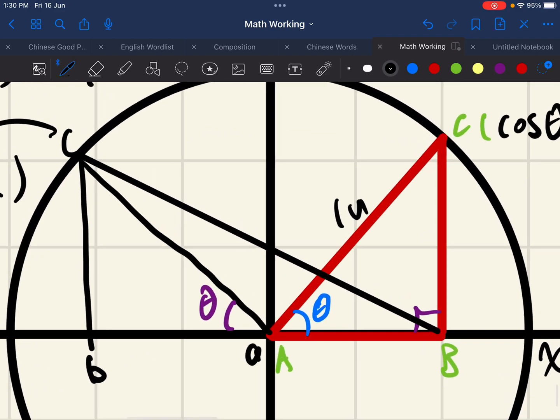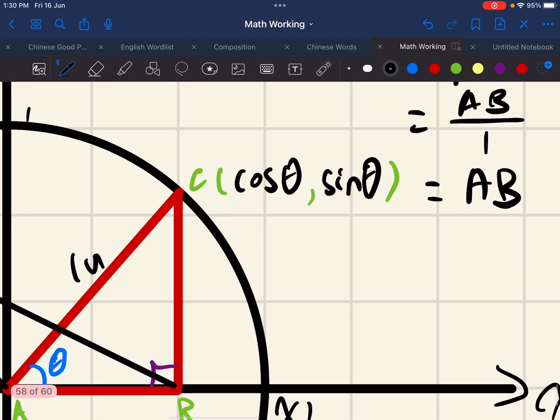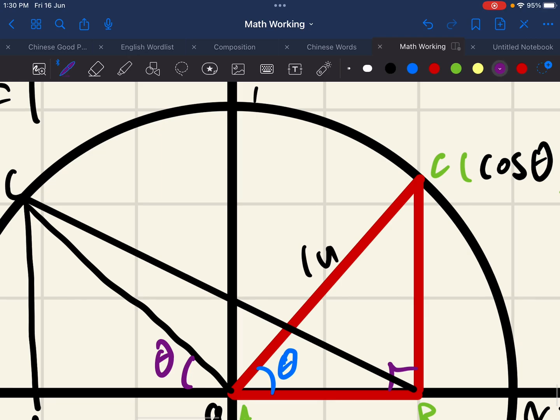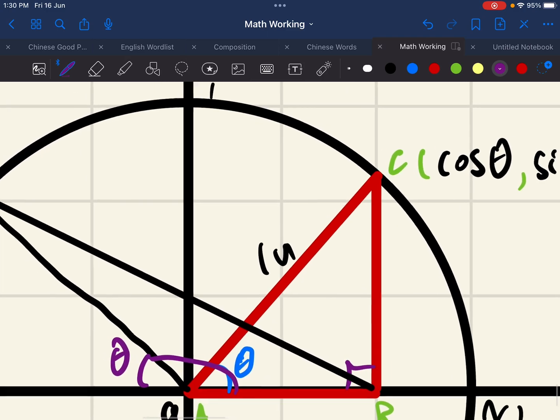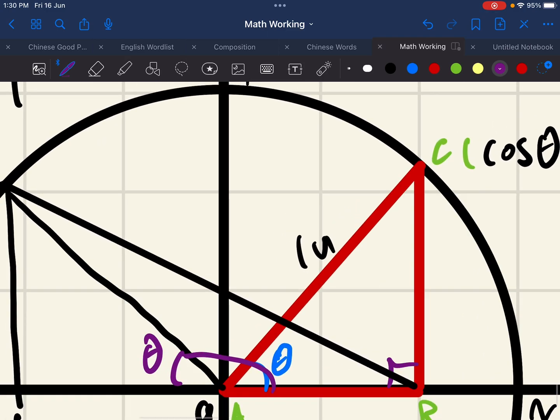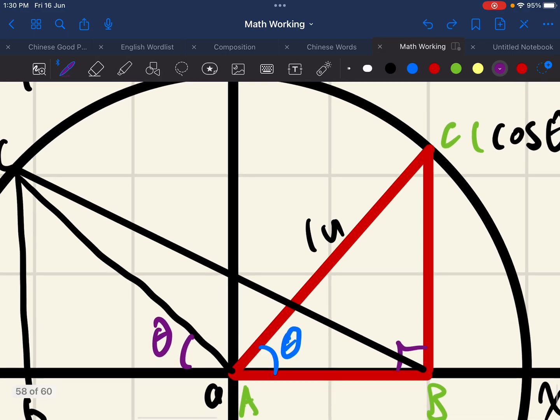So remember how we have proved that to find the coordinate of the point on the circle, it will be equals to cosine theta, sine theta. So now I have a bigger angle here, and it works for any angle. Remember, this formula works for any angle. Obtuse, acute, right angle, it works. Okay, yeah. So I have this big angle here.